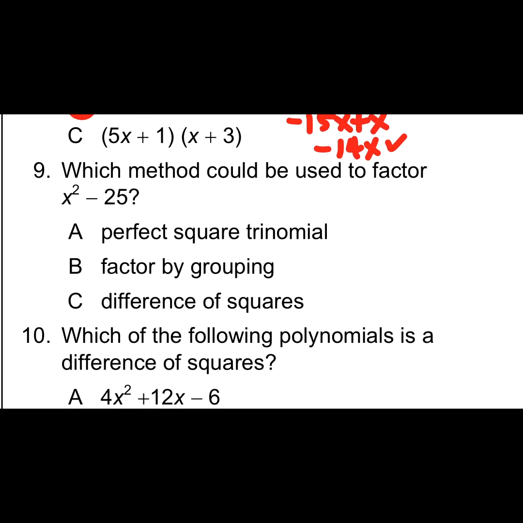Number 9, what method could be used for factoring? This right here, and this looks like it's a difference of square. So that's a choice, answer choice C. And the way that you factor is x plus 5 and x minus 5.